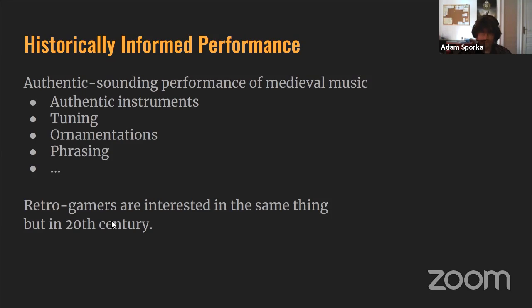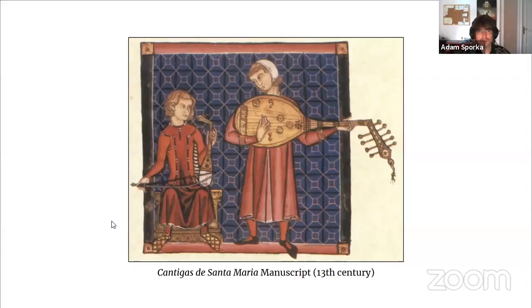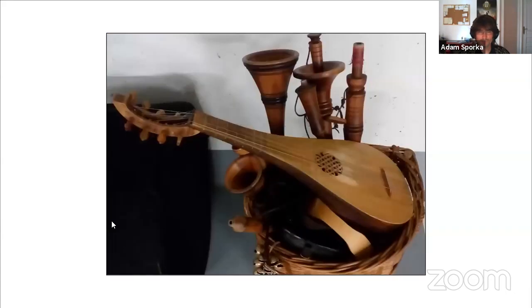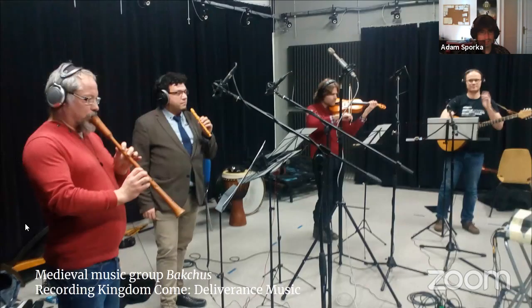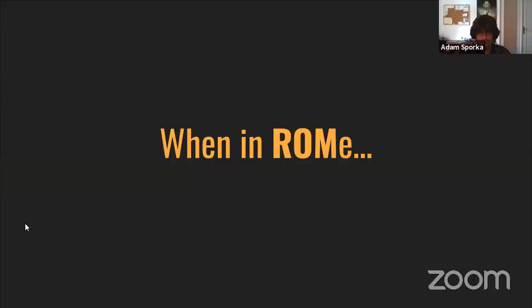And honestly, retro gamers are interested in exactly the same thing. We are not talking about medieval times. We're talking about the late 20th century, but it's also somewhat historically informed performance, right? So when you want to do music which corresponds to this manuscript from the 13th century, you probably want to be using instruments like these. And this is what we did in Kingdom Come Deliverance, when the medieval group Bacchus was using these instruments while we were recording the music.